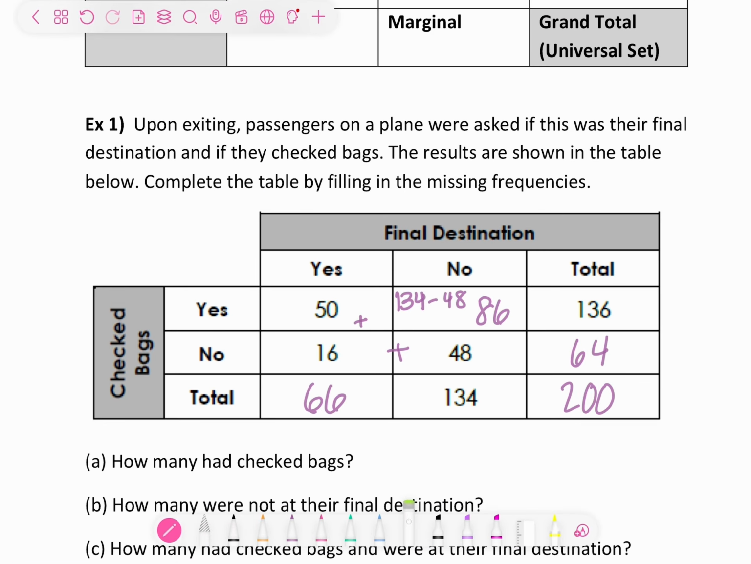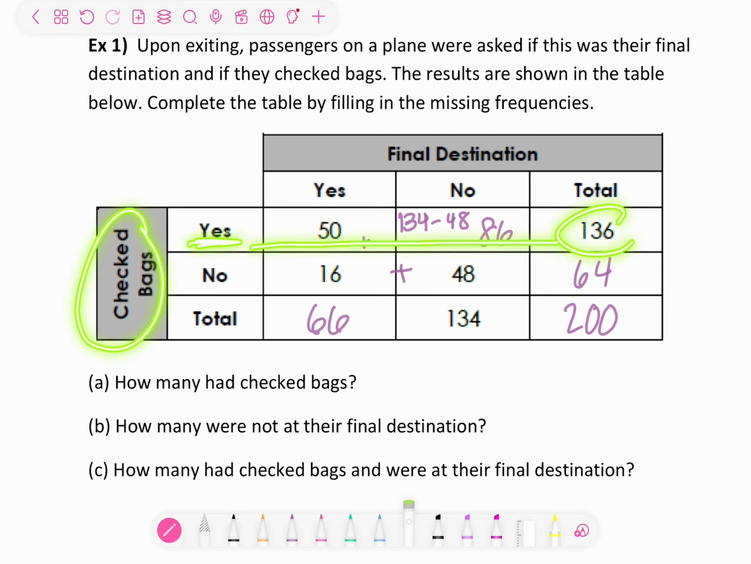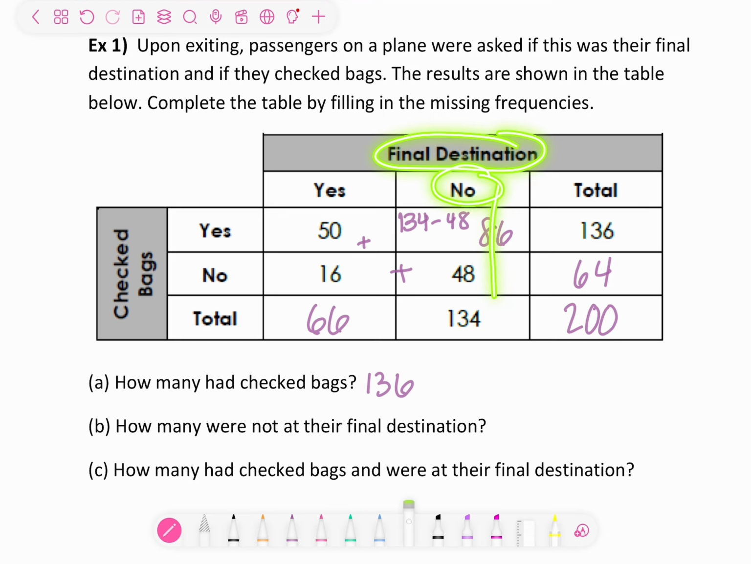Perfect. Now let's answer the question. How many had checked bags? We go to checked bags, we go to yes, because they had them, and we go across. That is 136 people total. Do the same thing here. How many were not at their final destination? So final destination, no. Go down, that's 134 total.